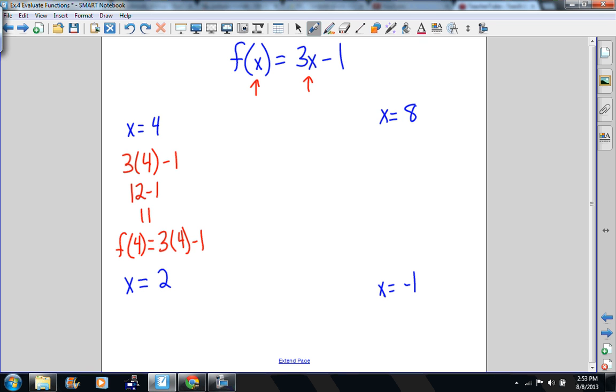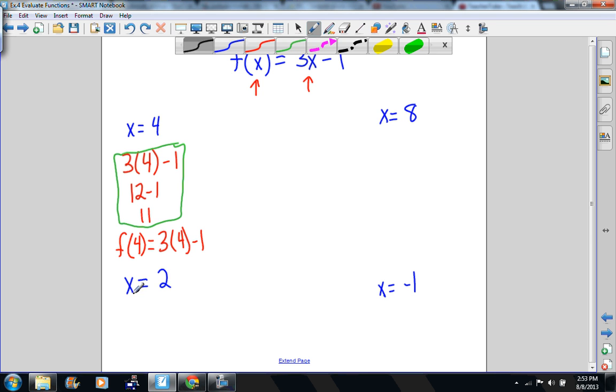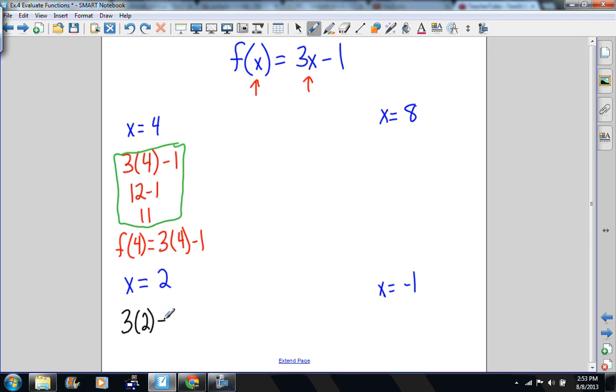Now, you don't have to write it like that. Just recognize that it means the same thing. That's how I'm going to do it for the rest of this section, though. So, when x is 2, you go 3 times 2 minus 1. 3 times 2, that's 6. Minus 1 is equal to 5. So when x is 2, the function is equal to 5.